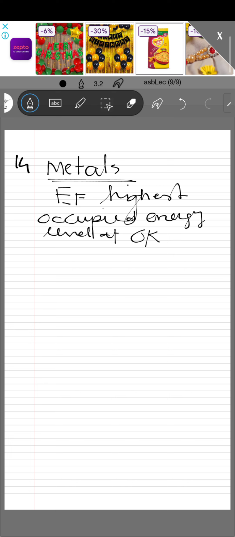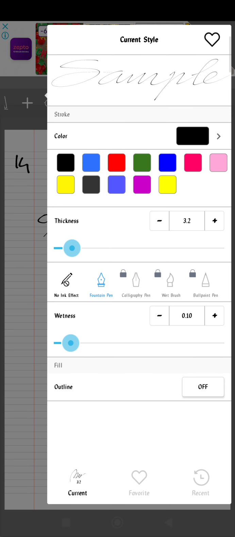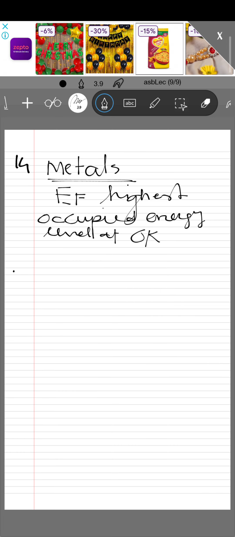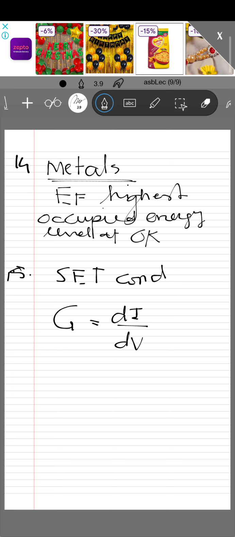So this tunneling current has a Fermi-Dirac distribution function associated with it, and corresponding to that tunneling of electrons, we will have tunnel conductance, or we should say the single electron transistor conductance, and it is equal to G, simply dI by dV.